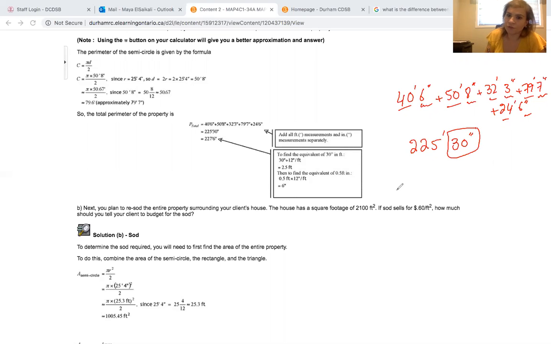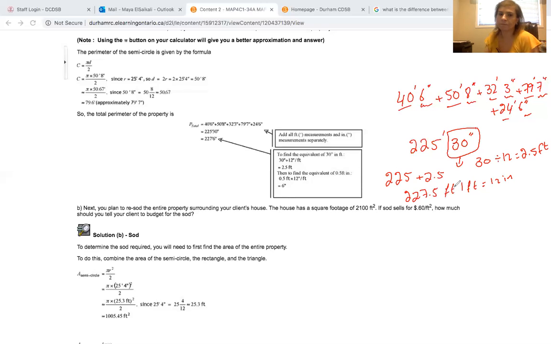So what I have to do here is convert that 30 into feet, right? Because remember, 1 foot is 12 inches. So if I divide that 30 by 12, that gives me 2.5 feet. So what I have right now is 225 plus 2.5, which is 227.5 feet. All right, no, I'm not done yet.